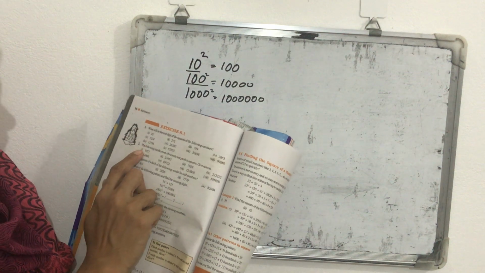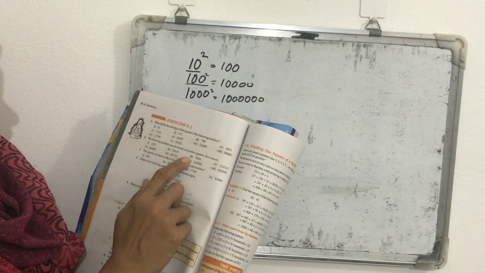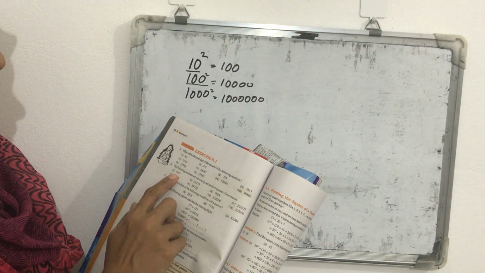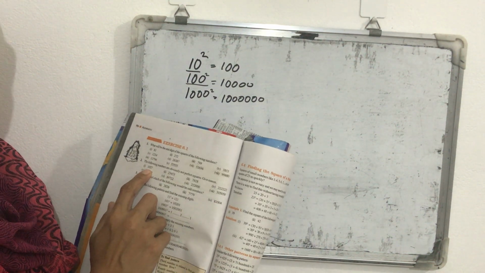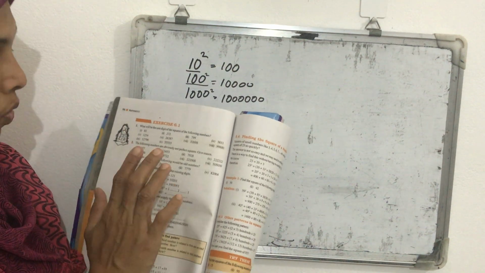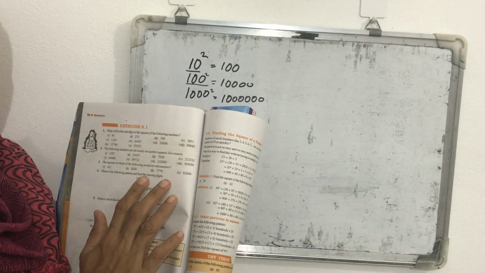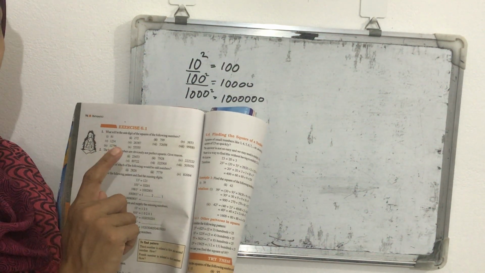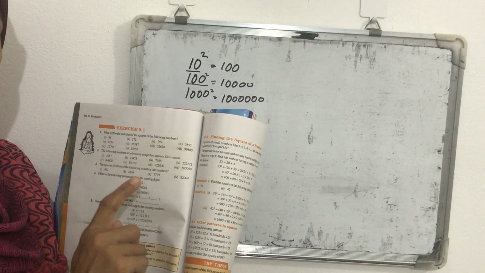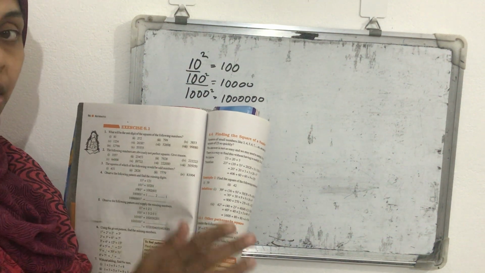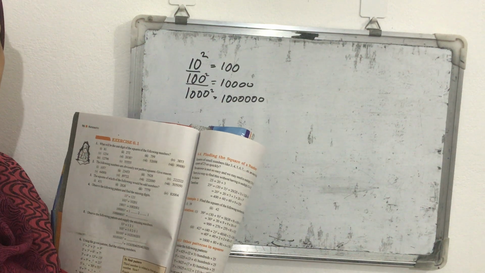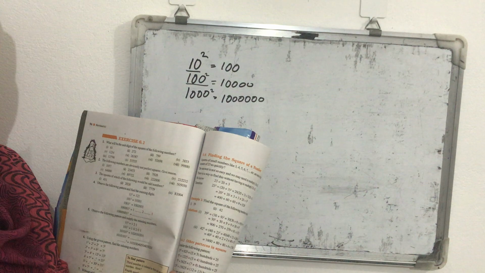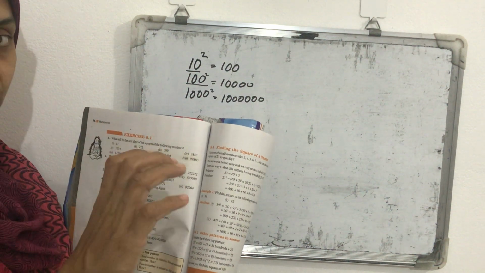Next one, question number 2. The following numbers are obviously not perfect squares. Give reasons. First number, 1057. It is told that it is not a perfect square. What is the reason behind it? We already learned the property. If it is a square number, then which are the possible digits in its units place? 0, 1, 4, 6, those digits we know.